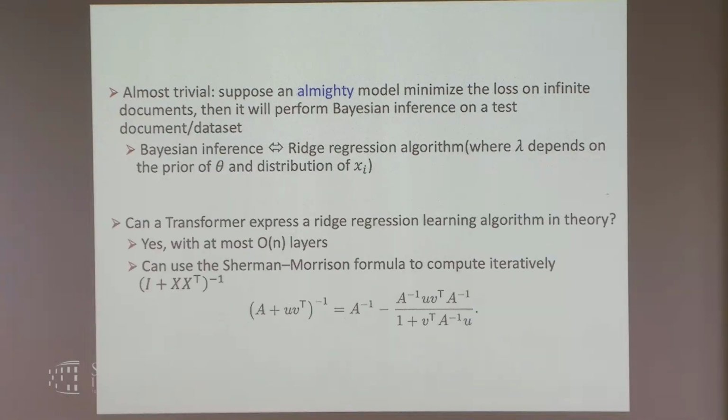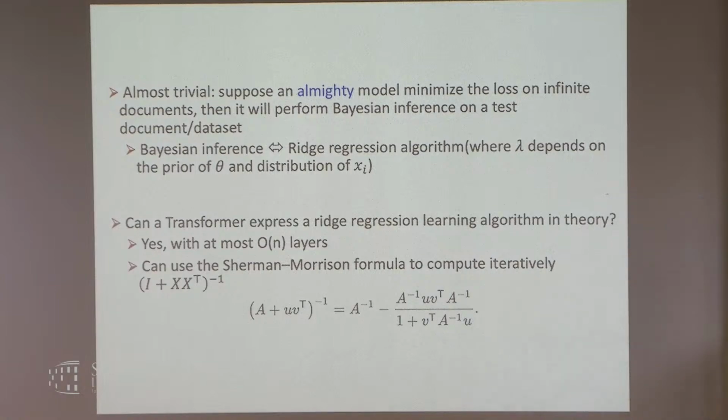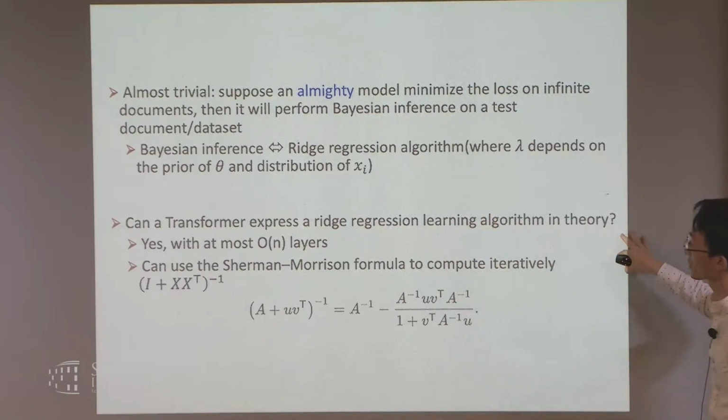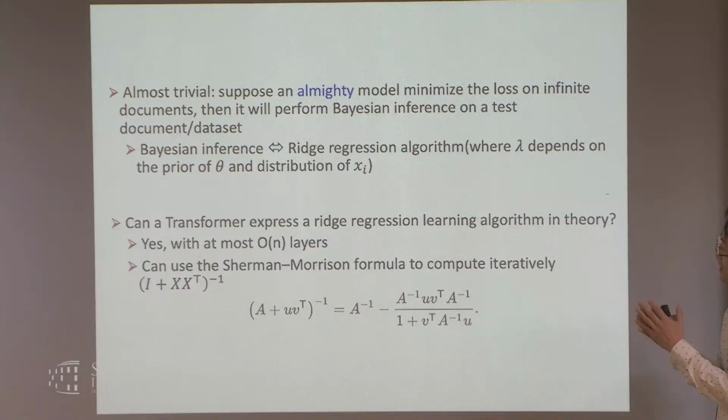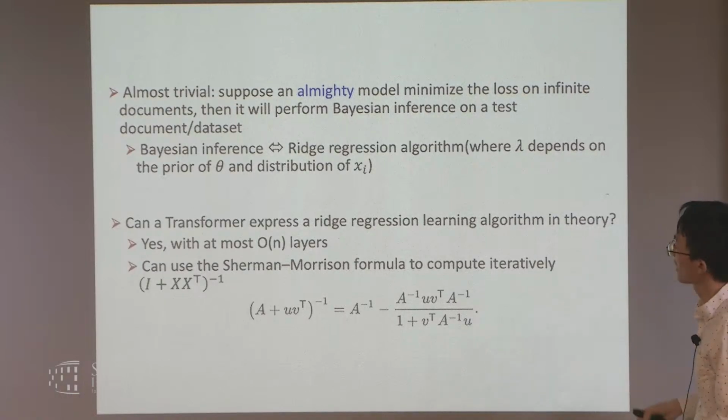Now we can talk a little bit more about whether you can introduce some more structure in the training and in the architecture. That's where the transformer comes into play. The question is whether you can use a transformer to express the ridge regression learning algorithm, in theory. Note that the transformer is supposed to take in this concatenation x1, y1, x2, y2, and so on and so forth, and then predict yn plus 1. What it needs to do implicitly is compute xx transpose plus I inverse: you compute the covariance matrix, add the identity, and then take the inverse.